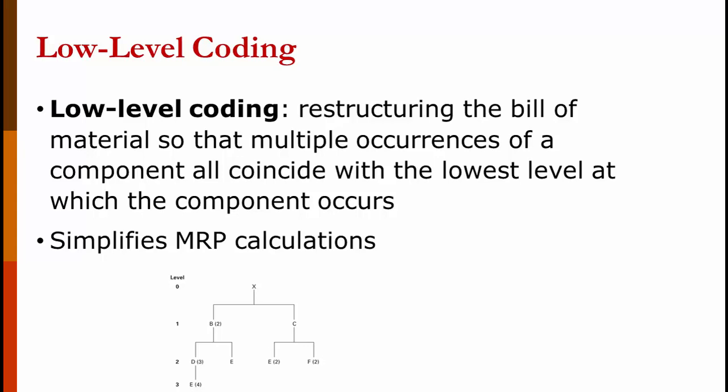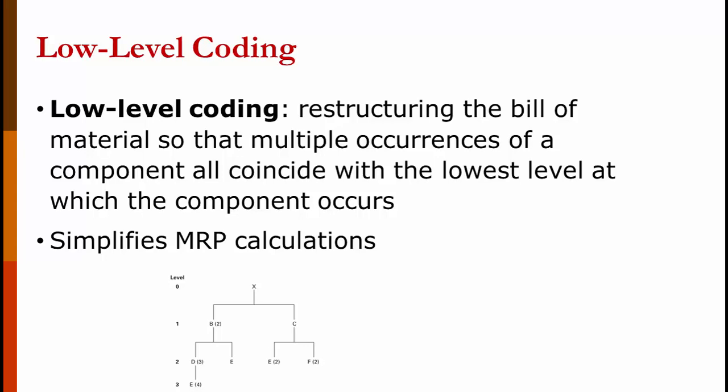Low-level coding restructures the bill of material so that multiple occurrences of a component all coincide at the lowest level at which the component occurs. This simplifies our MRP calculations. So if you think back to the prior product structure tree that I showed you, we have E's on level 2 and level 3. You can't move items up, so we would move all the E's down to level 3.